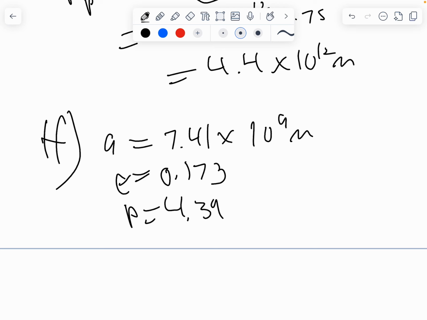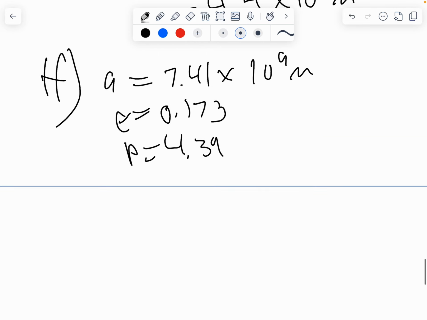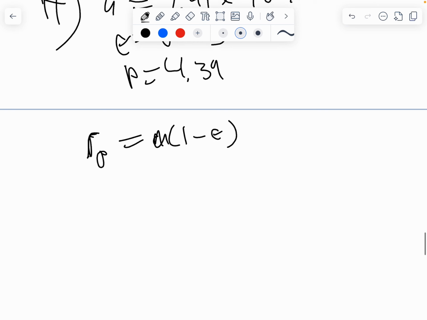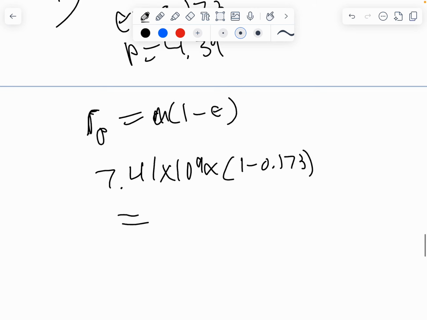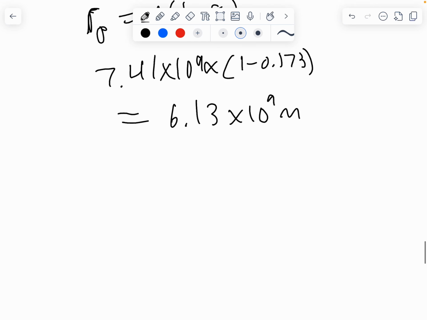Okay, perfect. This is talking about the star HATS, and it gives us all the numbers we really need. So again, we're going to find the perihelion, which would be what I'm writing right now. That would be the formula for perihelion. So you would get 7.41 times 10 to the 9th power times (1 minus 0.173). If you put this all in the calculator, you should get 6.13 times 10 to the 9th power m. And that would be your RP, so that would be the closest distance.